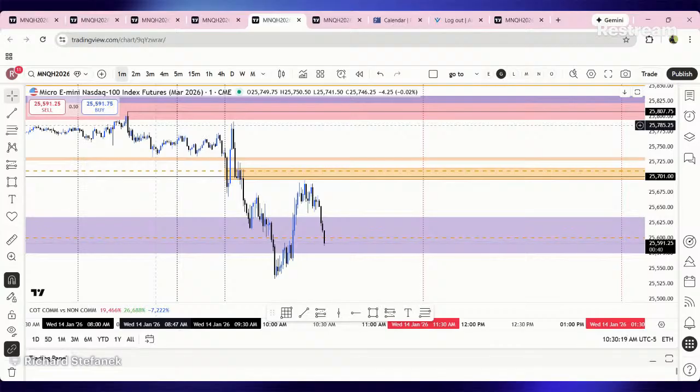Into that midpoint of the weekly, no, daily, excuse me, order block. But the weekly volume imbalance, it's inside that as well.